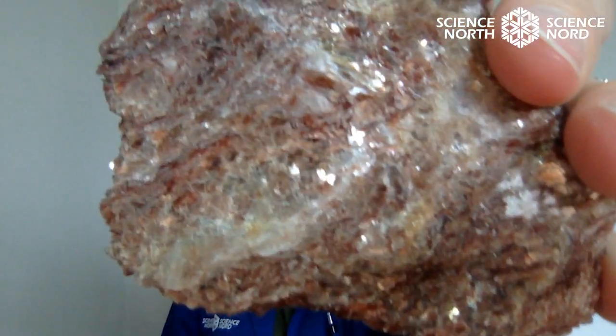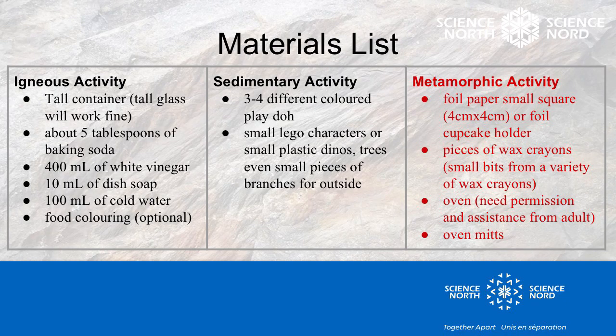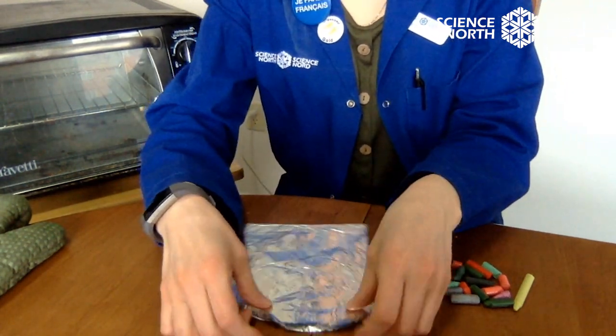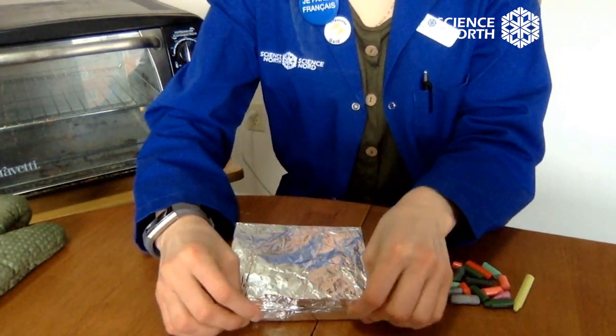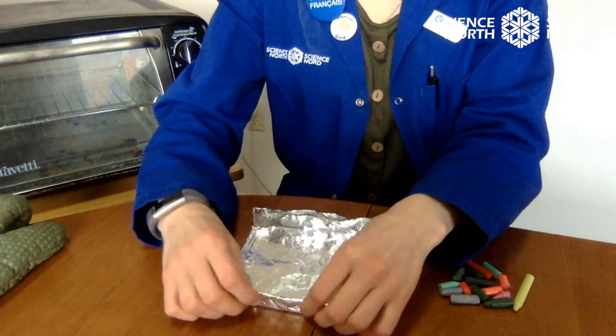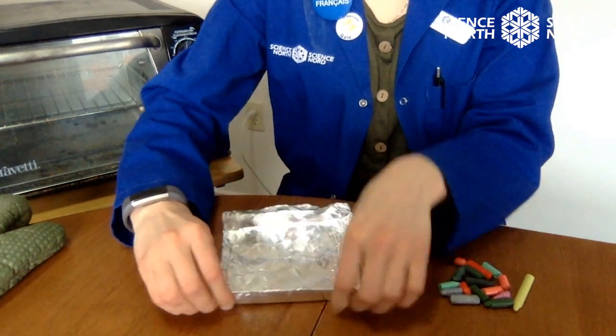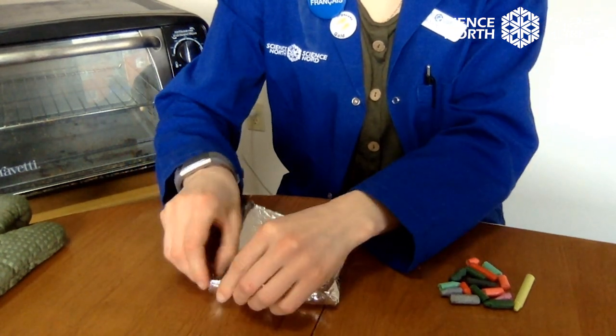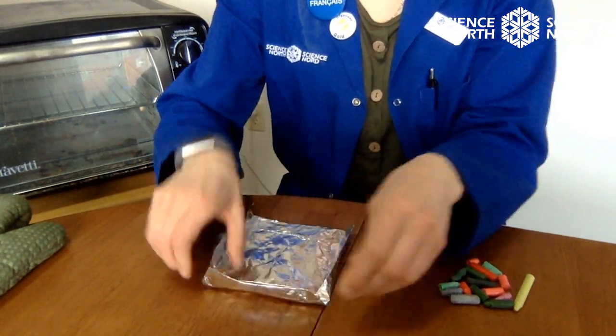and schist. For this activity, you will need aluminum foil paper, pieces of wax crayons, all different colors, an oven, and oven mitts. Ask an adult for help and permission. Heat the oven at the lowest temperature setting, so approximately 70 degrees Celsius or 150 degrees Fahrenheit. You can also do this activity by using hot water in a container or a toaster oven.